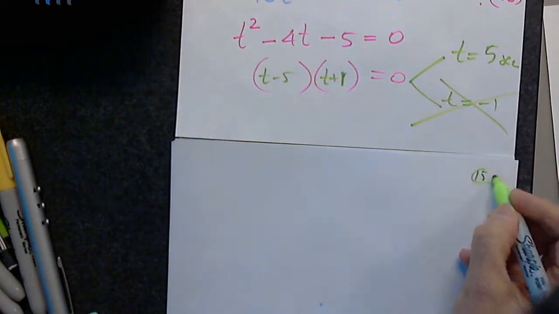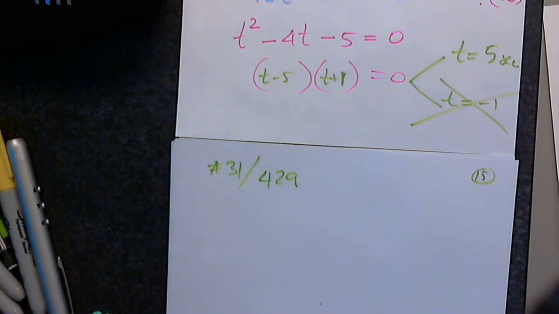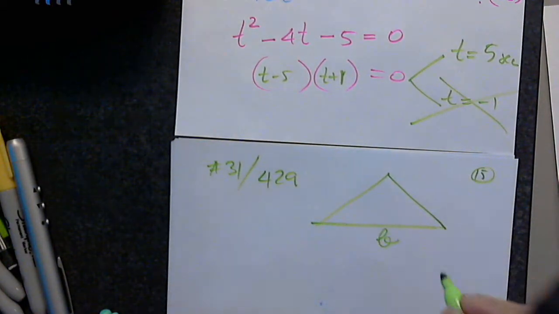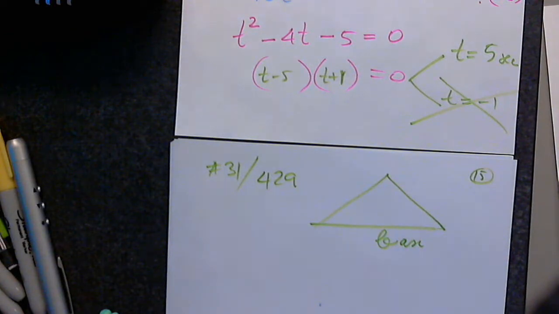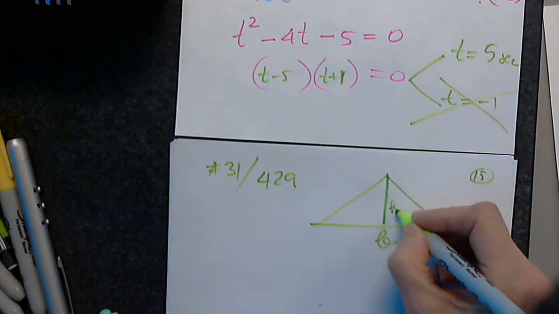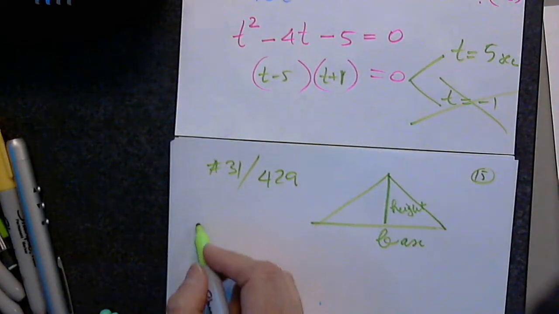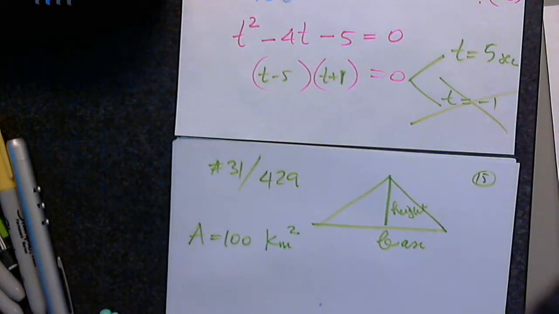31. On page 429. Let's read it. The length of the base of the triangle, B, is twice its height. If the area of the triangle is 100 square kilometers, find the height.